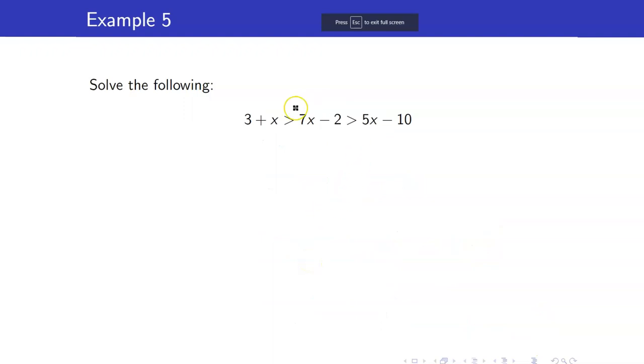For our last example, we have this. Now, this is something wherein we cannot solve it by letting the inequality remain intact. Why? Because we have x on all parts of your inequality. So in this case, what we will do is we will separate them into two inequalities. So here I have 3 plus x greater than 7x minus 2, and the other one is 7x minus 2 greater than 5x minus 10.